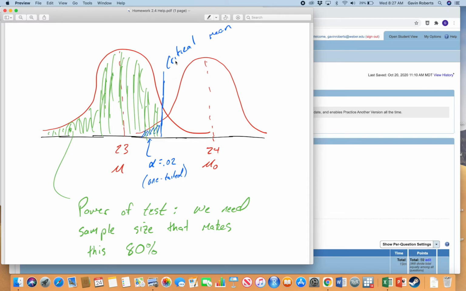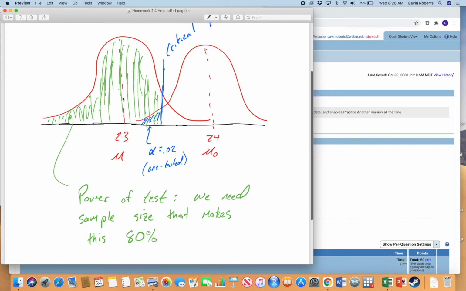Once we've identified the critical mean, we can say, okay, well, my data is actually coming from the true distribution over here. What is the probability that I land to the left of the critical mean when I pull my data from the true distribution right here? So that's the power of the test. That's the definition. That area represents the power of the test. And this problem isn't asking us for the power, it's telling us the power is 80%. What sample size do you need to achieve that?